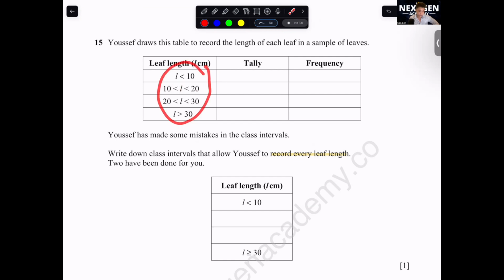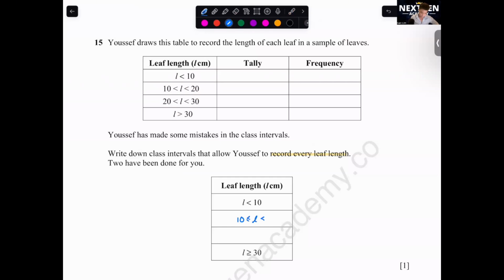So we should be writing here less than or equal to, because you see within this range of values, if we don't include 10, all these values are not included. That means 10 doesn't fall into any of these groups. 20 doesn't fall into any of these groups. 30 also doesn't fall into any of these groups. So what if your leaf is 10, 20, 30? Then you cannot put in the value already. So what should be the correct one? It's like this.